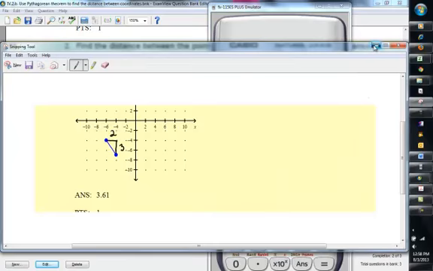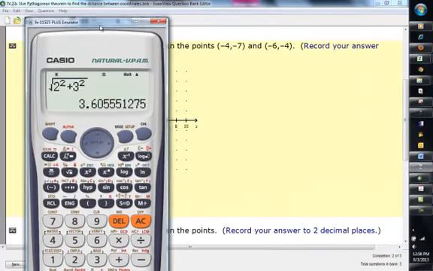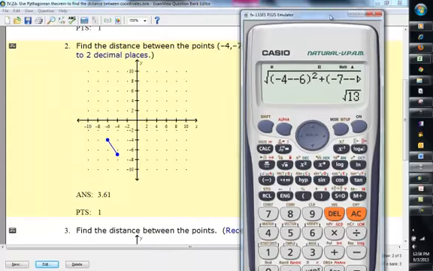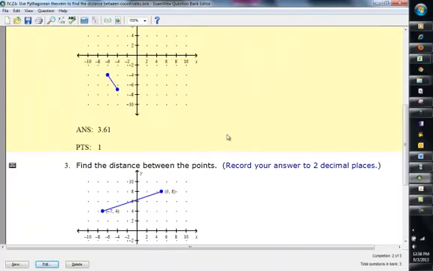The other way to do this problem is to use the coordinates as we did in the previous one: square root, parentheses, -4 minus -6 squared, plus, parentheses, -7 minus -4 squared, and we get the square root of 13, which we just said was 3.61.